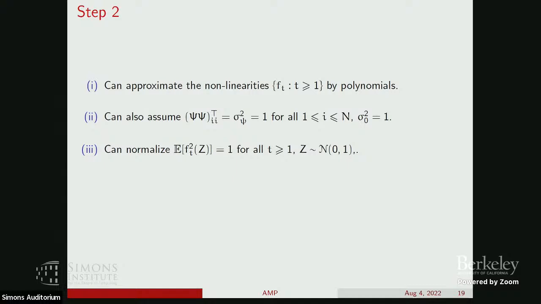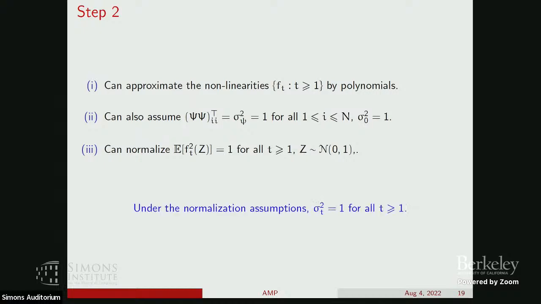Another thing I'll also assume is that, I said that the diagonal entries of psi transpose need to be close to sigma psi squared. So I'll assume that they're exactly all equal to sigma psi squared. That also introduces some vanishing error that you can track. And then you can do some normalization. So you can set that sigma psi squared is 1 and sigma 0 squared is 1. That introduces some scaling that you can adjust later. And finally, I'll also assume that these nonlinearities, which are now polynomials, are unit norm with respect to standard Gaussians. And that's essentially also just a normalization.